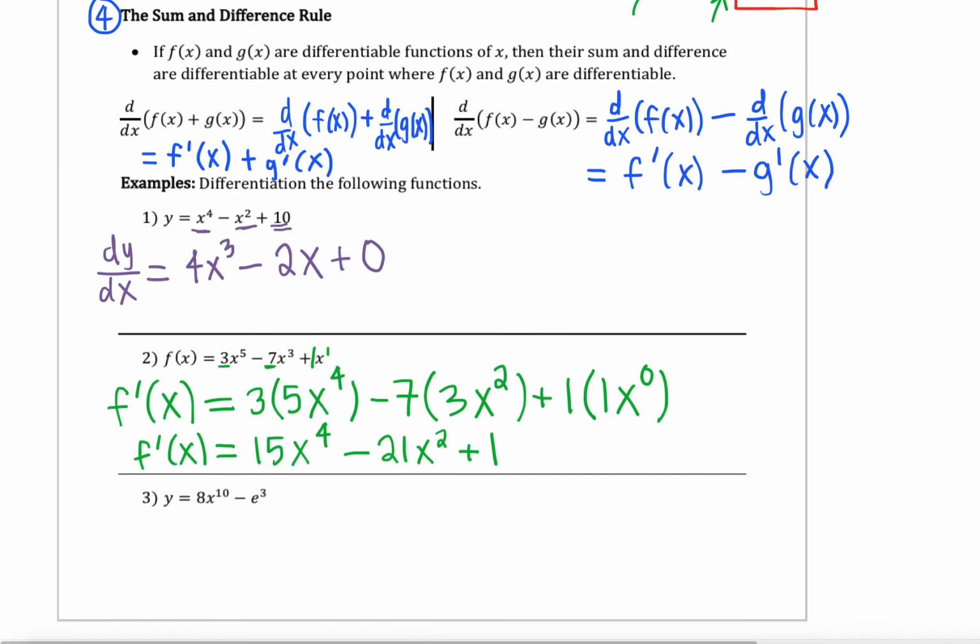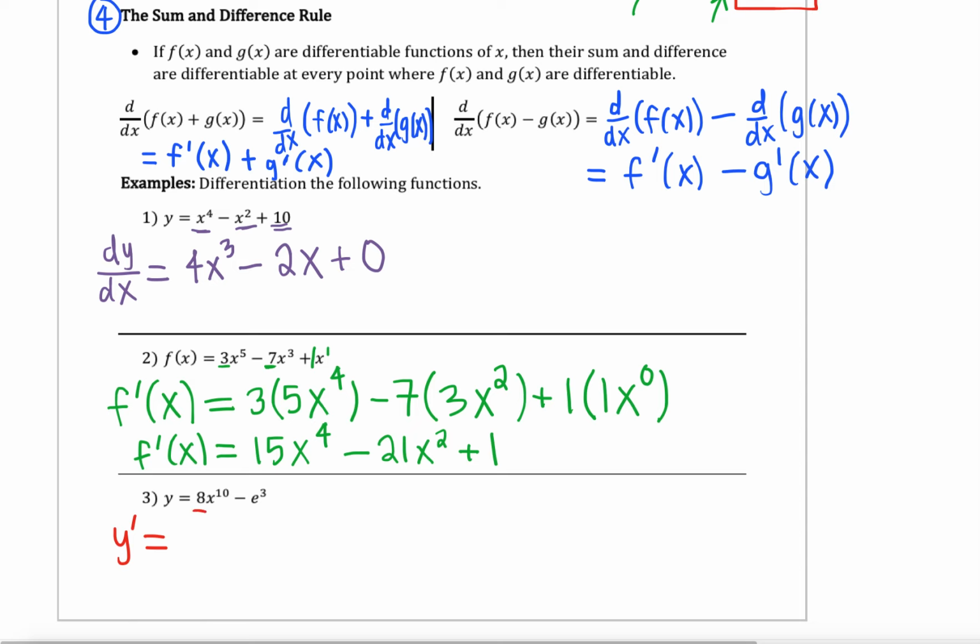So here we have y equals 8 times x to the 10th minus e to the 3rd. We want to find the derivative by differentiating. I could use the operator or the prime notation. I'll use the prime notation again on this one. So I'm now finding y prime, which is the derivative of y.